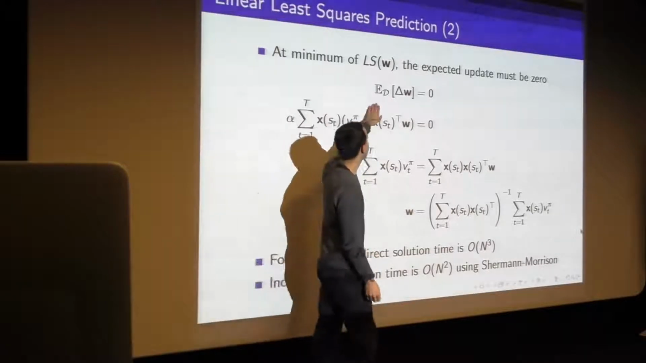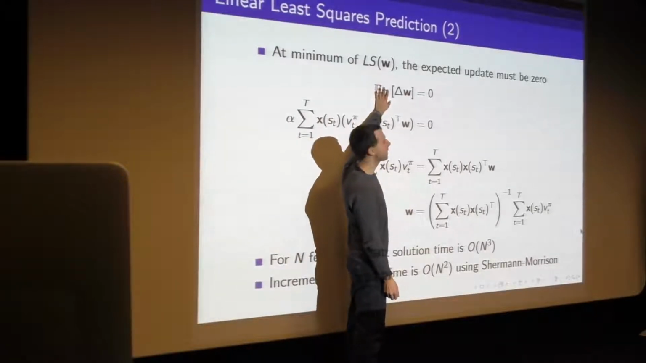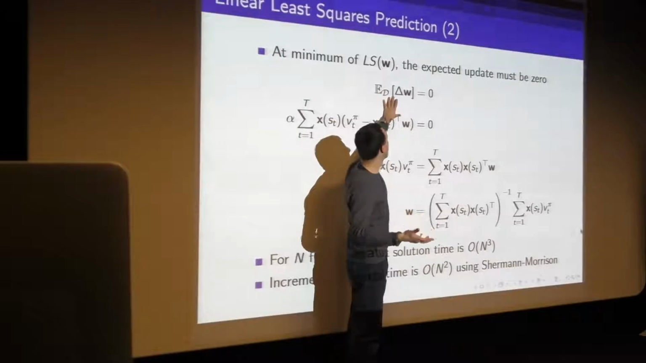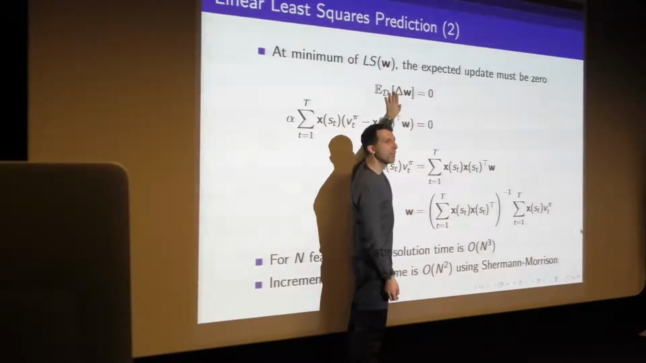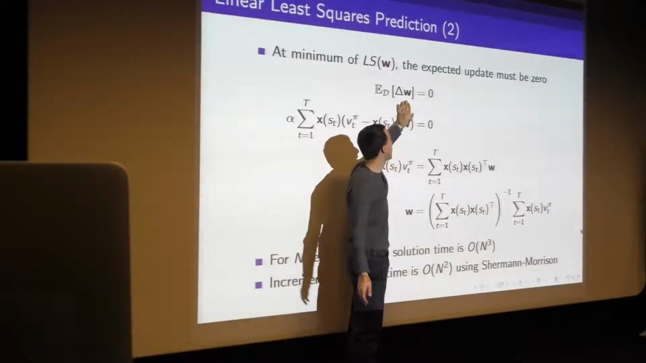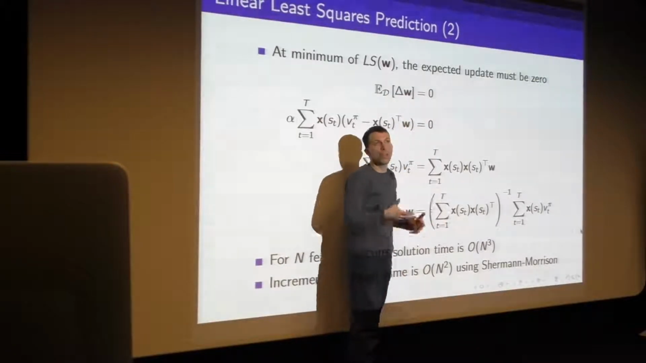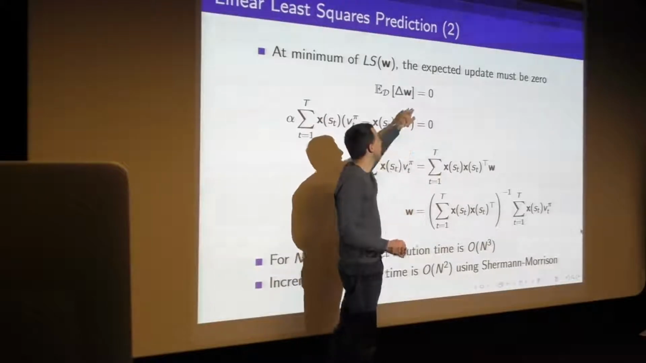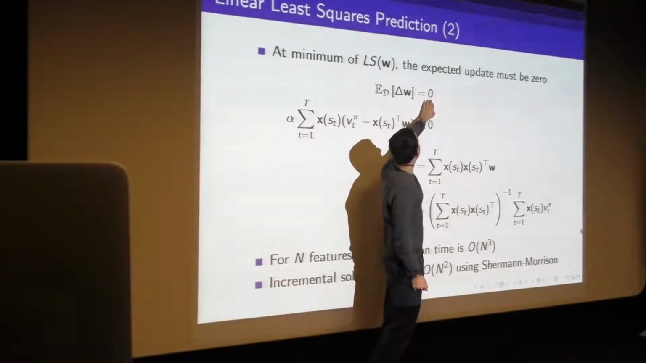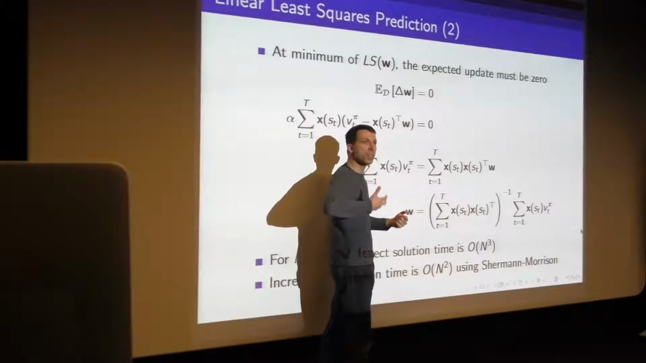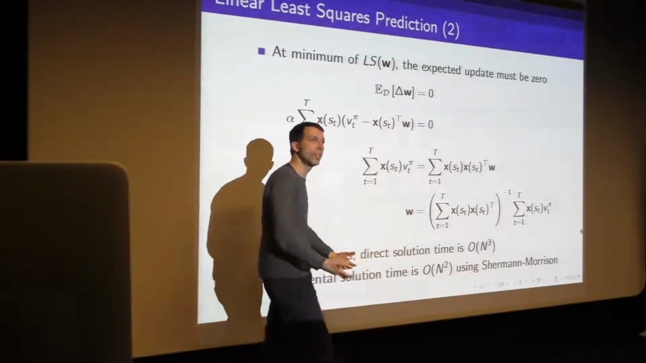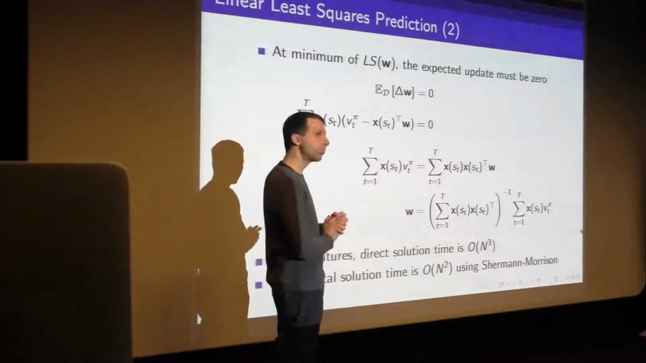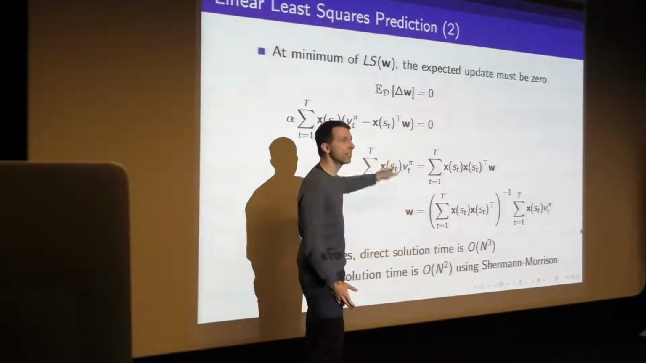Okay? So another way to say that is that if we take the expectation over our data set of the updates that we would make, we would want the expected update over a whole data set to be 0. We don't want there to be any pressure to change this thing. If this was not 0, if this was positive, we would still want to be moving. We'd still choose to change our weights. So that would mean we haven't reached the least square solution yet. And then the rest of this is just expanding that.